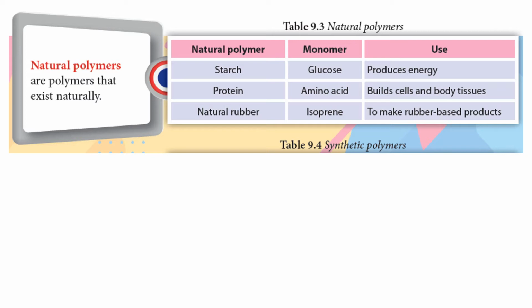Let's look at what natural polymers are and some examples. Natural polymers are polymers that exist naturally. Examples of natural polymers are starch, protein, and natural rubber. Starch is made of a monomer called glucose. It is used to produce energy in our body. Protein is made of amino acids, used in building cells and body tissues. Natural rubber is a polymer made from isoprene.